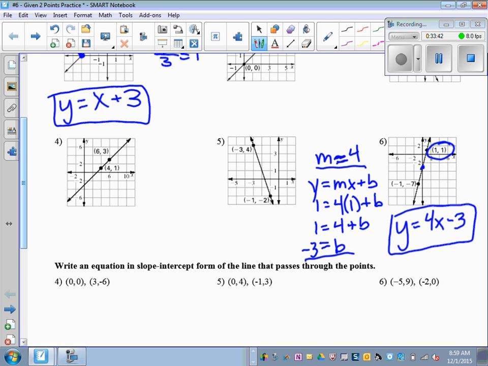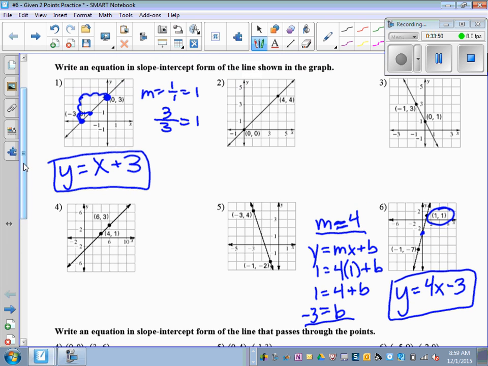So if they do not give you your y-intercept, you have to solve for it. So some of these, they gave it to you. Other ones you have to solve for.